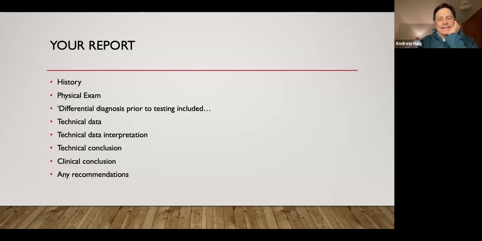Then you do the technical data and it's a table like I had. Then you interpret the data individually. Is each test normal or abnormal? Then you get a technical conclusion. Now, here's the important part. There's a difference between carpal tunnel syndrome and median mononeuropathy at the wrist, okay?